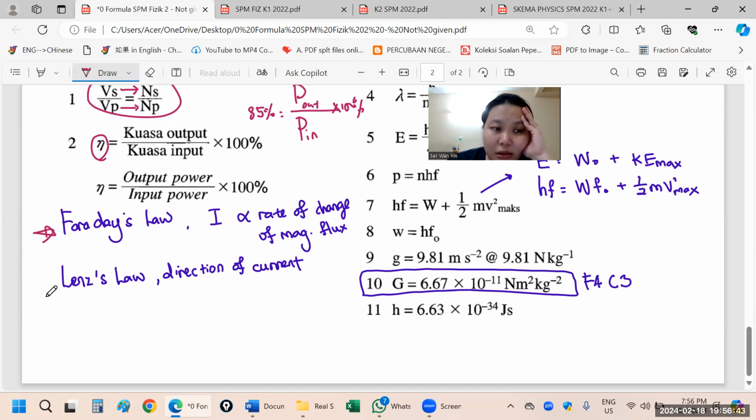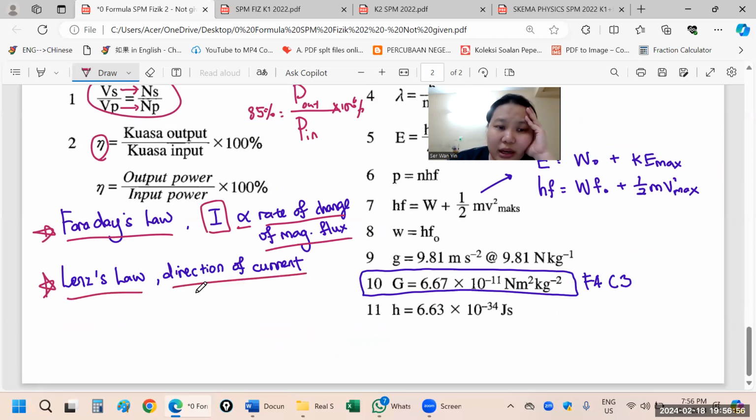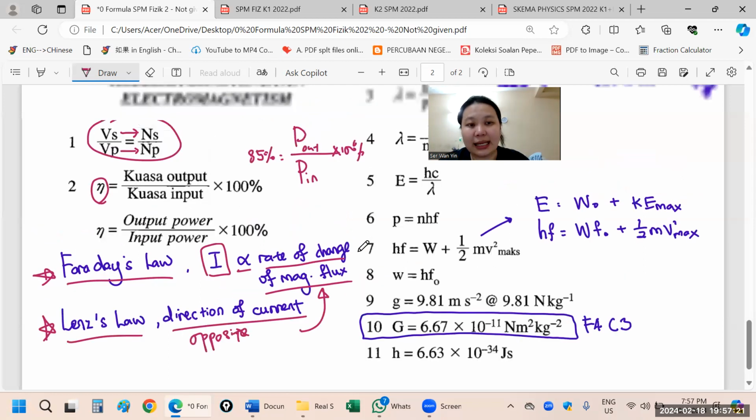Okay, so Faraday's law and Lenz's law. Faraday's law says what? The induced current is directly proportional to the rate of change of magnetic flux. For Lenz's law, you just say the direction of current is opposite. Just remember this: the rate of change of magnetic flux. Then if they ask where and how it will swing or deflect, don't worry, it's from 6-1. Okay, just Faraday and Lenz.